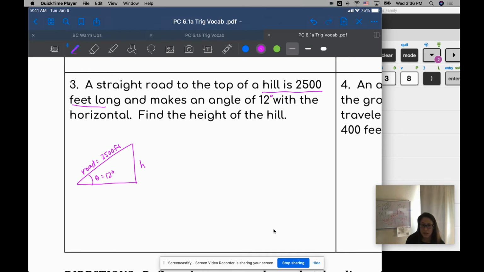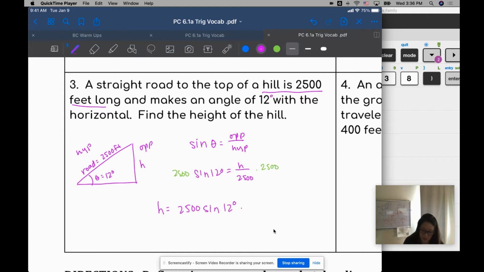So do we use sine, cosine, or tangent? Because it's the opposite side versus the hypotenuse, we're going to use the tangent. Or sorry, the sine. The sine of theta is equal to the opposite side over the hypotenuse. Okay, so the sine of 12 degrees is equal to h over 2,500. Multiply both sides by 2,500, and I get the height is equal to 2,500 times the sine of 12 degrees.